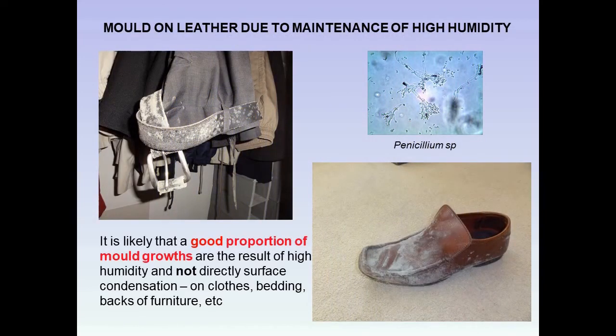And this is a good example of mould on leather due to maintenance of high humidities. This was a wardrobe, it was monitored, there was no condensation anywhere in there. Humidities were high, simply because it was so cold. And in this case, the mould developed on the leather, notoriously susceptible to moulds, and it never developed on the clothing, purely as a result of the very high humidities being developed in it, simply due to it being very cold.